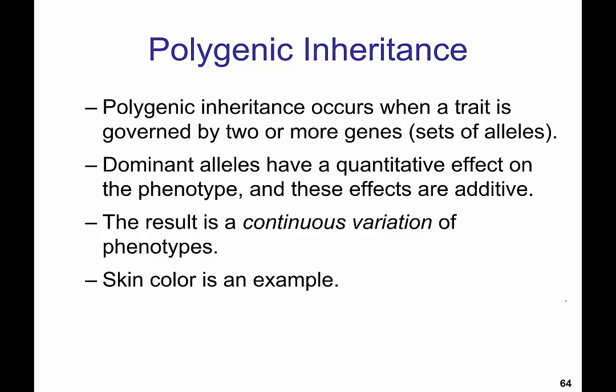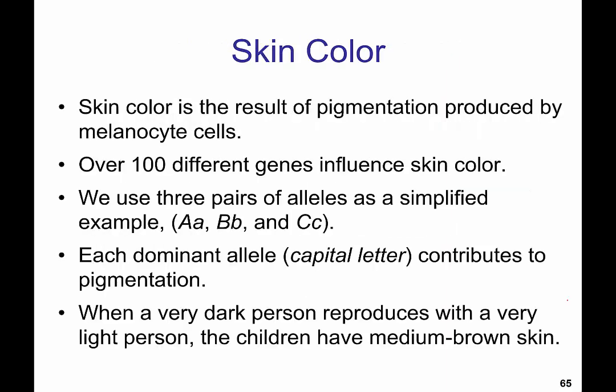Eye color is another example of this too, since there's at least 7 different pairs of alleles that govern eye color. Looking at skin color, which is one example of polygenic inheritance, it's the result of pigmentation produced by melanocyte cells. There are over 100 different genes that influence skin color. For simplicity's sake, we're just going to look at 3. So if we use 3 pairs of alleles as a simplified example, we have A's, B's, and C's. Each dominant allele or capital letter is going to contribute to pigmentation.